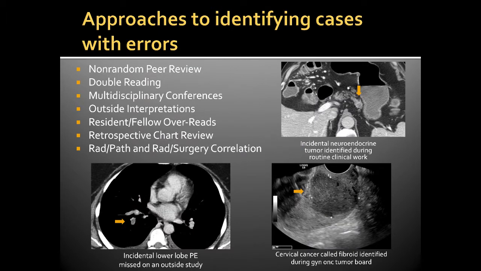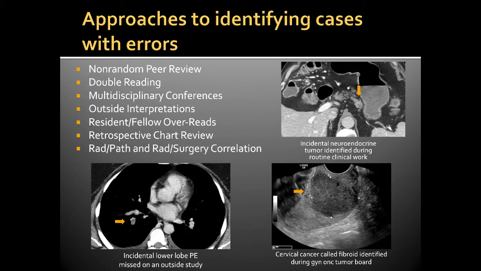There are multiple approaches you can use to identify cases with diagnostic error. These include non-random peer review, prospective double reading, multidisciplinary conferences, outside interpretations, resident and fellow overreads, retrospective chart review, radiology pathology, and radiology surgery correlation. The reason why I include outside interpretations and resident fellow overreads is because when you've seen a lot of errors, you realize that we all miss the same things for the same reasons.